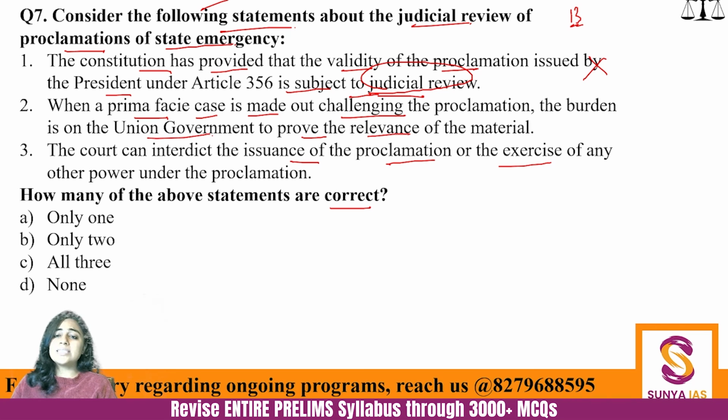Now, the second one, you have to correct by your common sense, because whenever a case is there, let's say in any state, the president's rule is imposed and the union is asked, why did you impose it? It will of course be on the union to prove itself that there was a case for the union to impose the president's rule. So this becomes correct, right? You have to develop this commonsensical mentality also. And the court can interdict the issue of proclamations. Yes, the court can do anything. Just see it like that. The court can actually do anything. So, only two statements are correct. Okay.